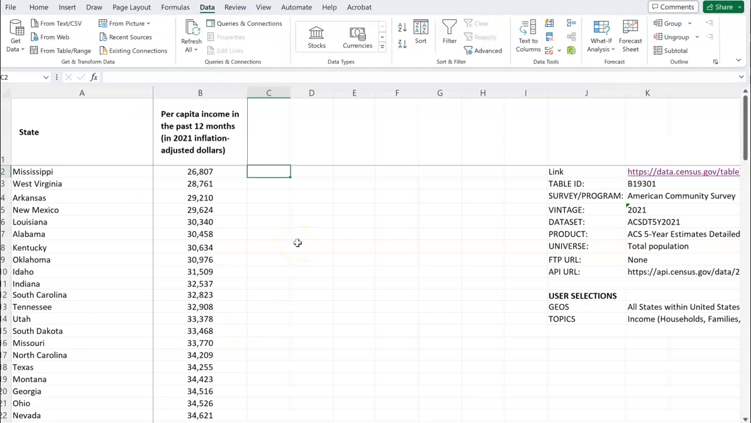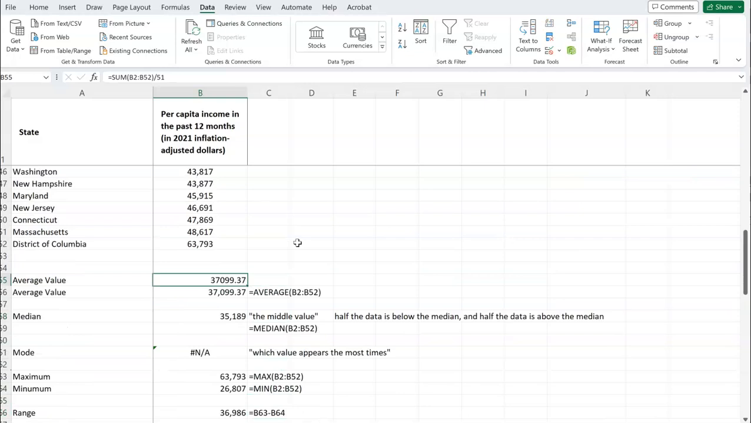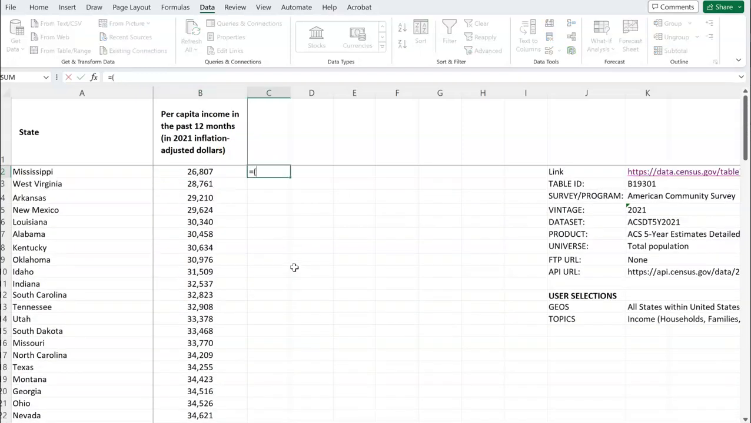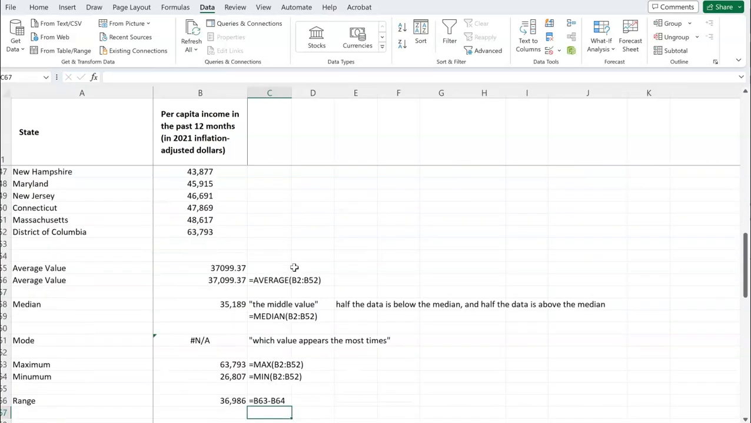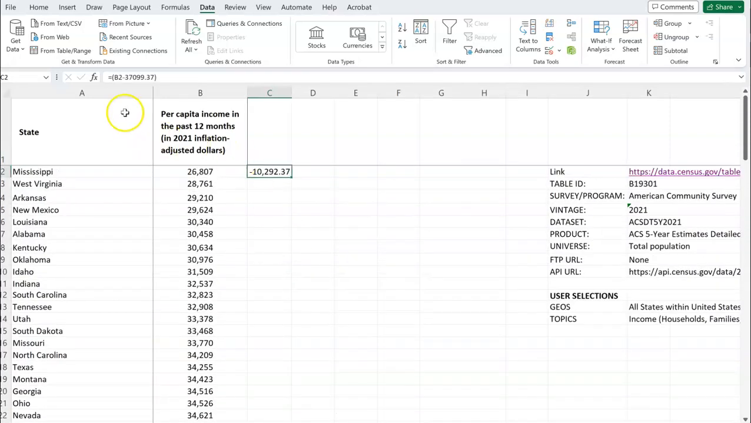So first, we know what the average is. The average value I have is 37,099.37. What I will do is write equals the number minus 37,099.37. So I'm subtracting the mean from each value, and I'll do that for all the values for every state here. So this is my number, and this is the formula.